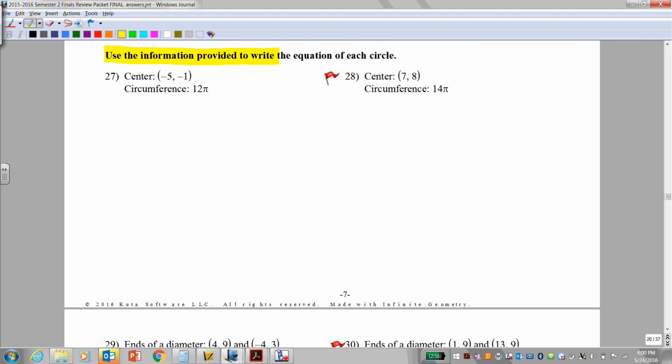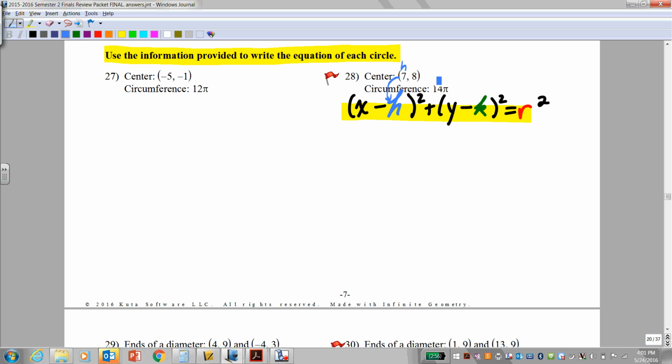It says here, use the information provided to write an equation of a circle. We start by writing our generic equation of a circle, which you need to have memorized. It's x minus h, parentheses squared, plus y minus k, parentheses squared, equals radius squared. H and k are the center of the circle. Now we look at what we've been given here. We have the center of the circle. There's our h. Draw an arrow, come right here. We're going to pop in our h right there. And we have our k. We're going to pop it in right there.